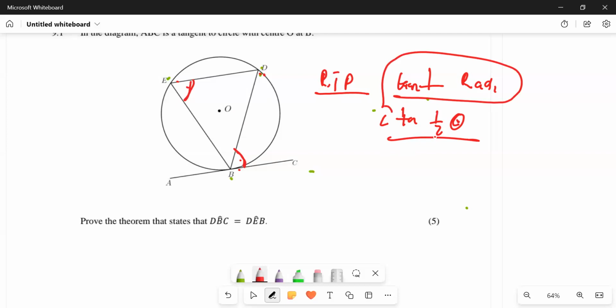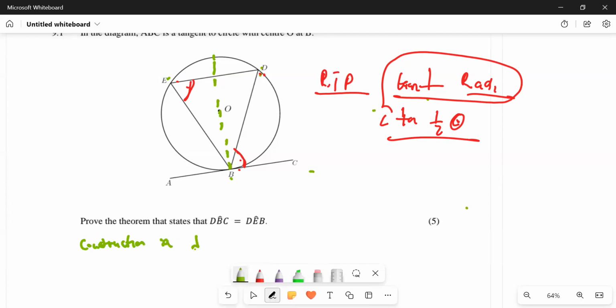So now we need to get the 90. How do you get the 90? We need to have a radius. So how then do we get the radius? We're going to construct a diameter. Basically, we construct a diameter. So let's see, we have A, B, C, D, E. We're going to do a construction. We're going to construct a diameter BF.